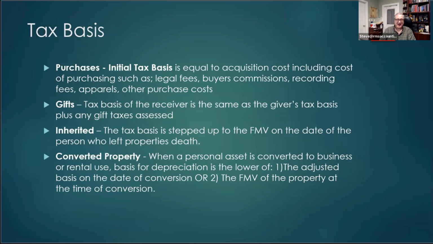Let's talk about the tax basis of a property. When you initially purchase a property, the tax basis is equal to the cost, what you paid for the property, plus all of the expenses of acquiring the property. Those expenses could be legal fees that you paid to make sure the seller had clear title. They could be a buyer's commission.